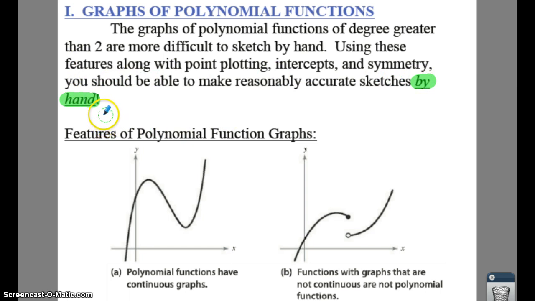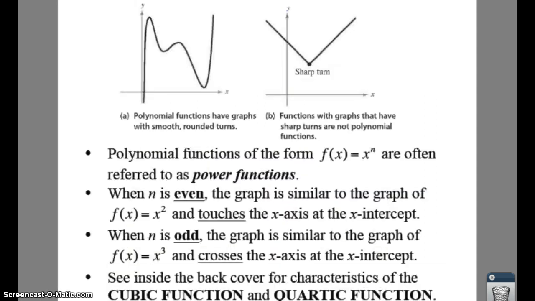There are a few things you need to remember about polynomial functions. They have a nice, continuous graph, and you don't have any breaks. Here, this is like a piecewise function. You don't have any breaks like this. This is not a continuous function. This is a nice, continuous function, and it has some nice curves. It doesn't just come to a point. You have to have some nice, smooth, rounded turns.